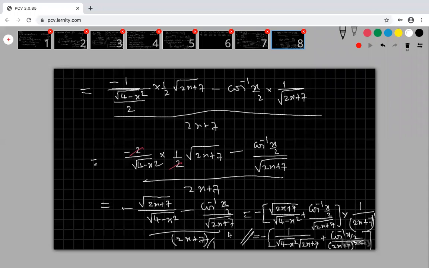You can stop up to this also, no problem. If you want to simplify, you simplify it like this. Please take it carefully and differentiate carefully. Don't miss any one term. Apply u by v formula properly.